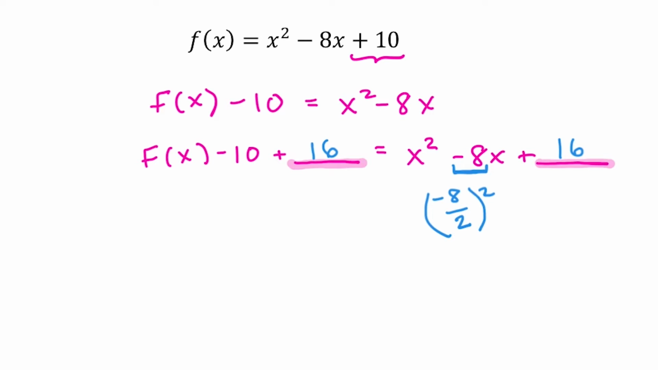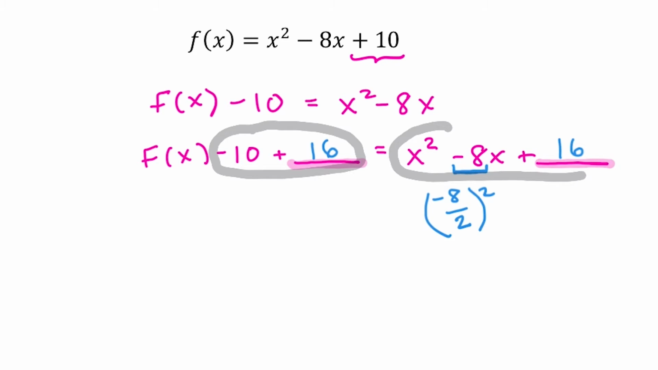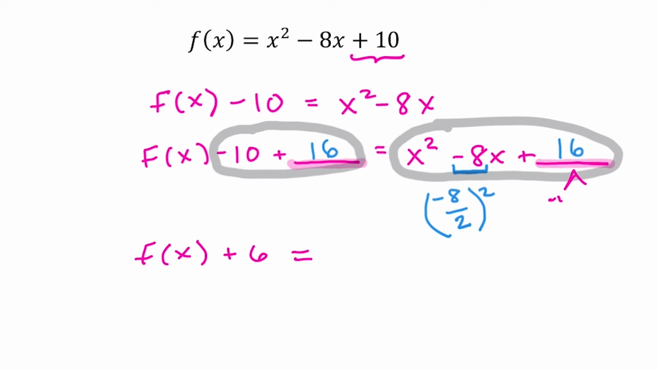So what you can do is on the left-hand side, we can combine these two numbers, and then on the right-hand side, we are going to factor. So on the left-hand side, we have negative 10 plus 16, which is a plus 6. Then on the right-hand side, we want to factor x squared minus 8x plus 16. So in other words, what two numbers multiply to 16 but add to a negative 8? Well, negative 4 and negative 4 multiply to positive 16 but add to a negative 8.